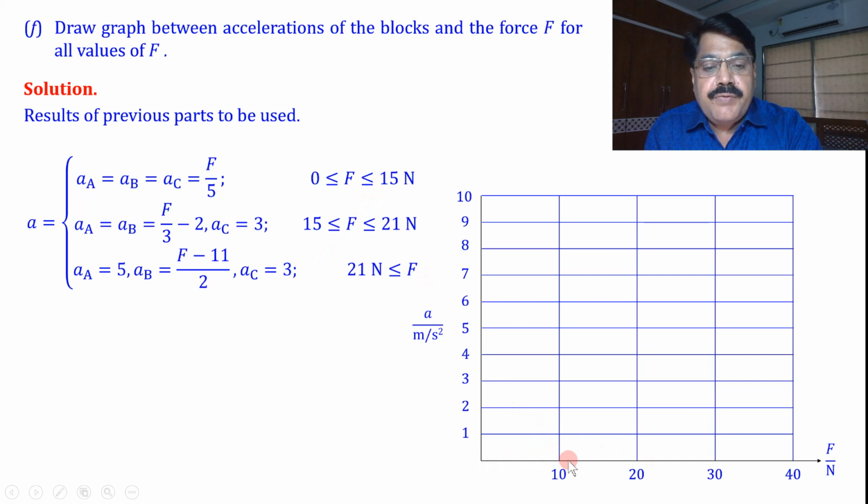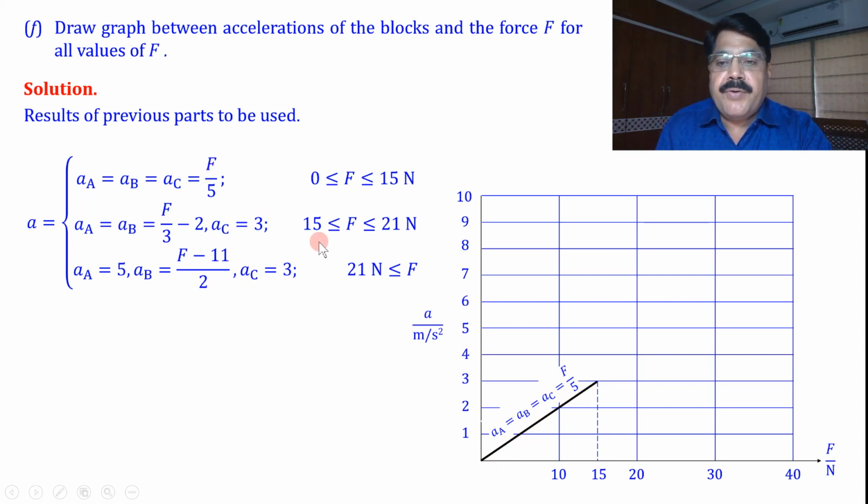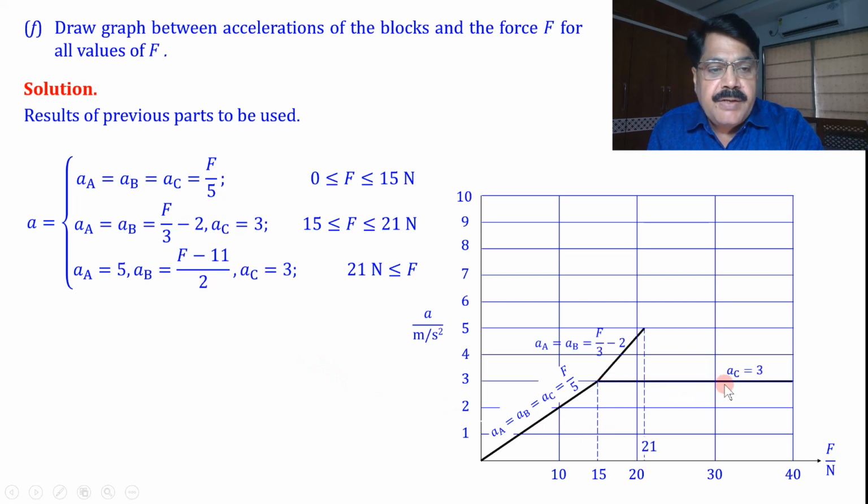So from 0 to 15, all the accelerations have the same value, F by 5. So it will be a line inclined with positive slope passing through the origin. So this way. Till 15 Newton all the accelerations are equal, and the definition is F by 5. Now as the force increases beyond 15 Newton, acceleration of block C will become constant. It will be 3. And acceleration of blocks A and B are given by this equation. So we are showing here that acceleration of C will become constant, and A of A is equal to A of B is equal to F by 3 minus 2 up to the value of 21 Newton.